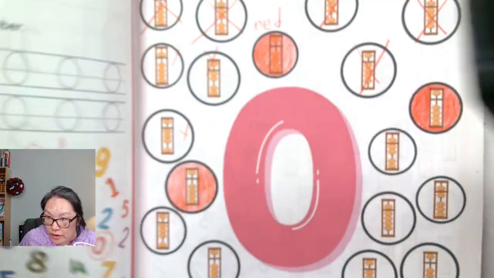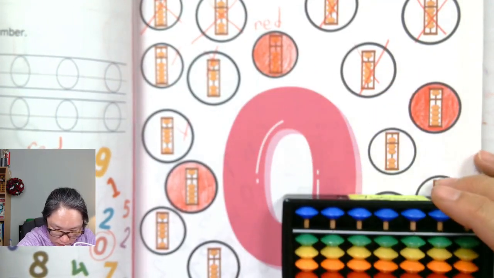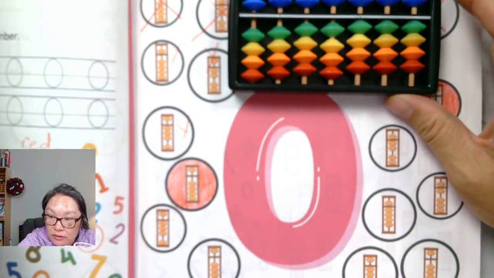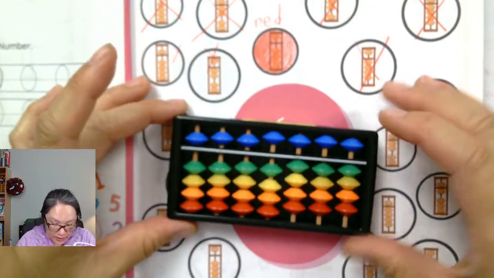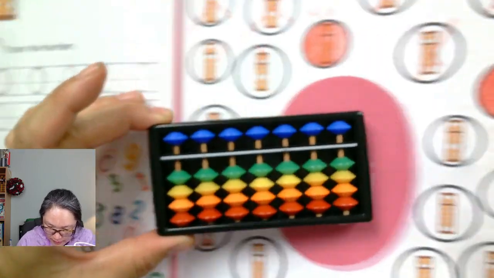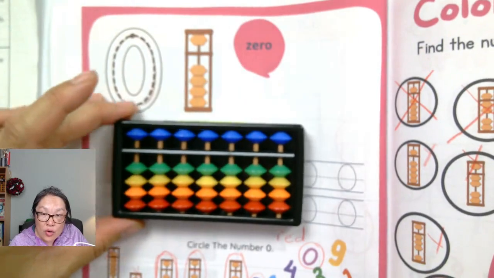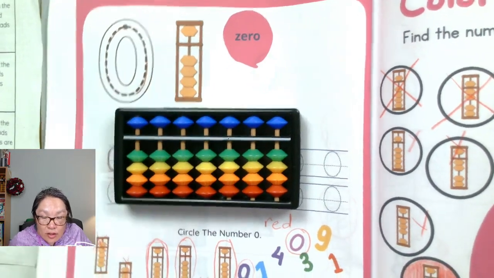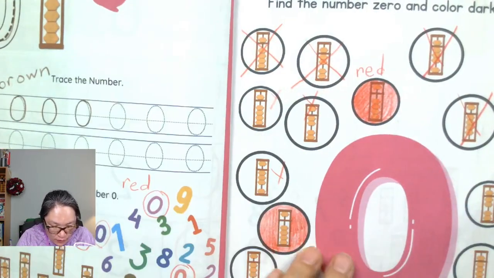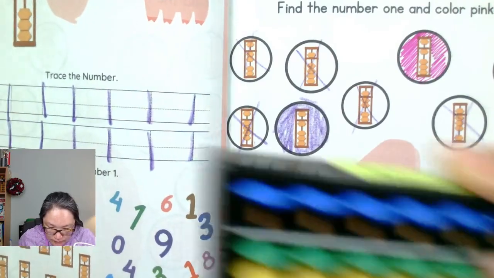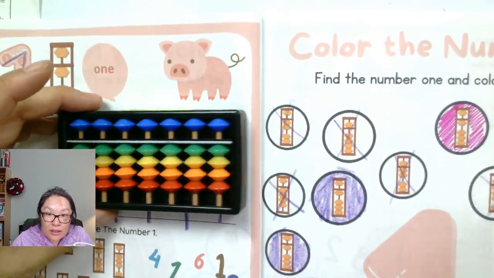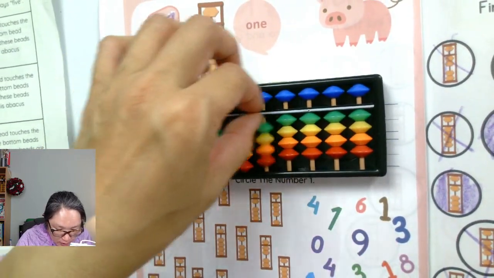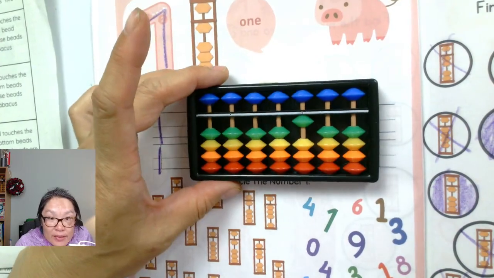We are going to talk about 0. Here is the number 0. This number 0 is this on the abacus. That's what 0 looks like. If you notice, there's no items here. After that, we have 1. There is 1 pig. That's what it looks like on the abacus.